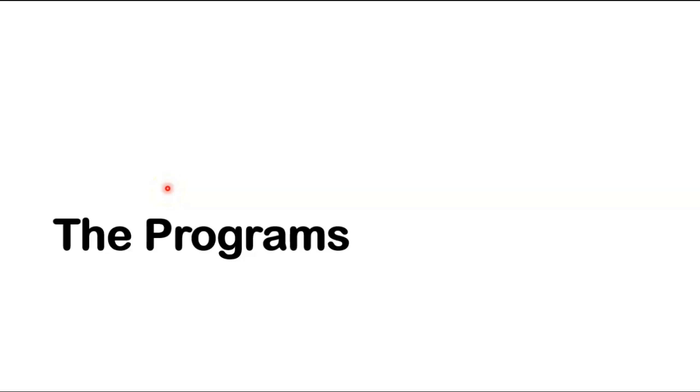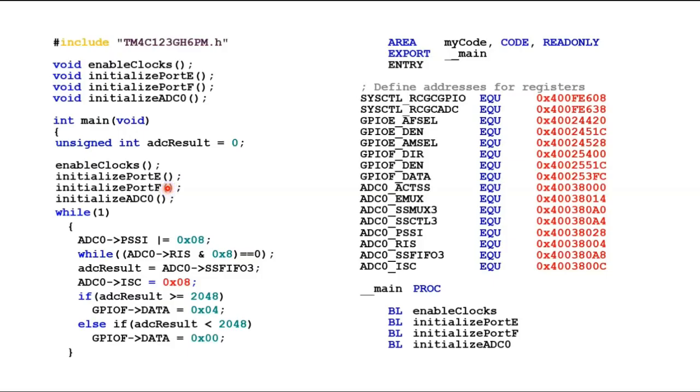The programs. So what I'm going to do here is display both programs, the C program and the assembly language program, side by side so that we can see the difference. Here on this side is the C version of the program, and on this side is the assembly language version of the program. I'm going to scroll down.